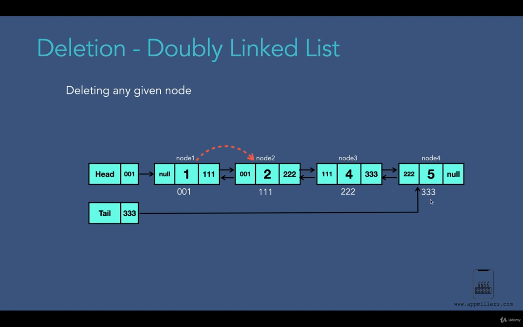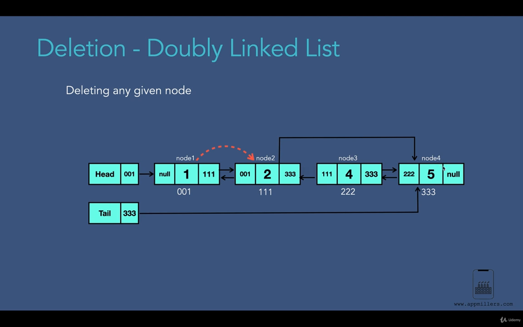So to do so, we know that node 4's physical location is 333. So this means that if I update node 2's next reference to 333, it's going to create a link between node 2 and node 4, and a link between node 2 and node 3 gets destroyed.